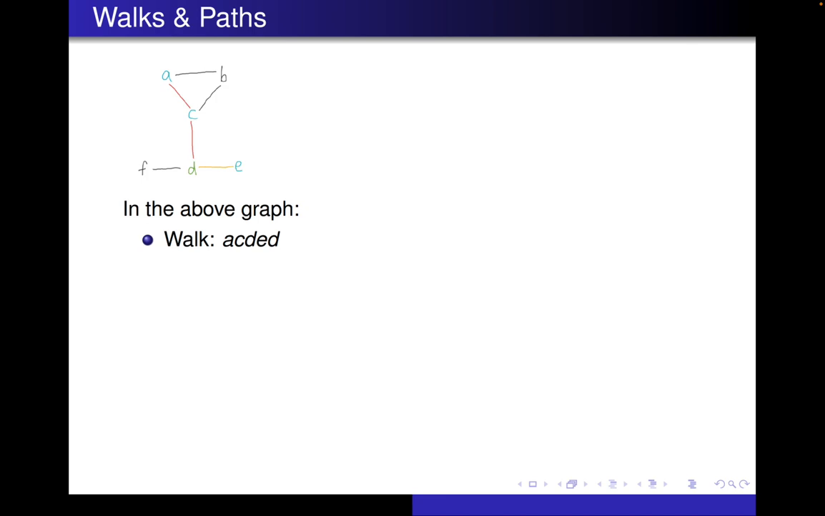I'm going to change colors as we go along. We can go back to C. That edge turned yellow, and that C turned green as well. And we can go to B, and that gives us a perfectly good walk, right?